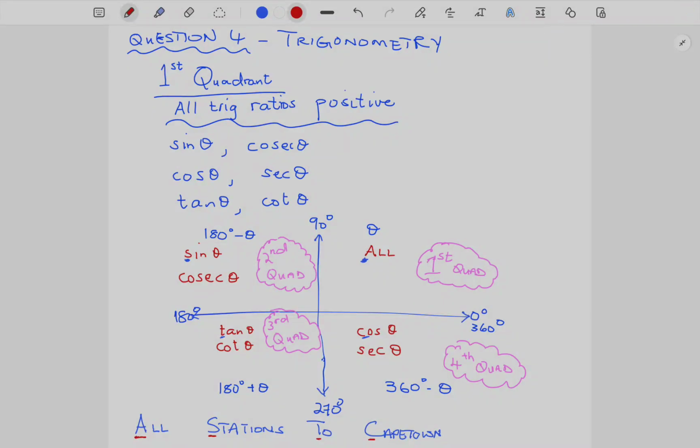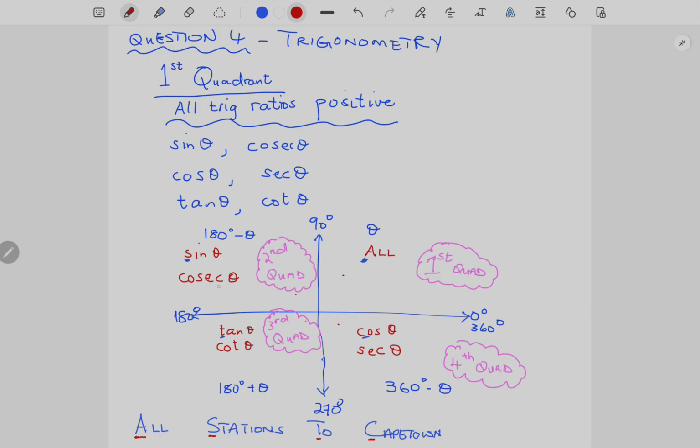Question 4 is based on trigonometry. But before we can answer question 4.1, which says calculate the exact value of the following without the use of a calculator, we must first know the trig ratios. So in the first quadrant, these are quadrants 1, 2, 3, 4. Between 0 and 90 is quadrant 1. All trig ratios in the first quadrant are positive.